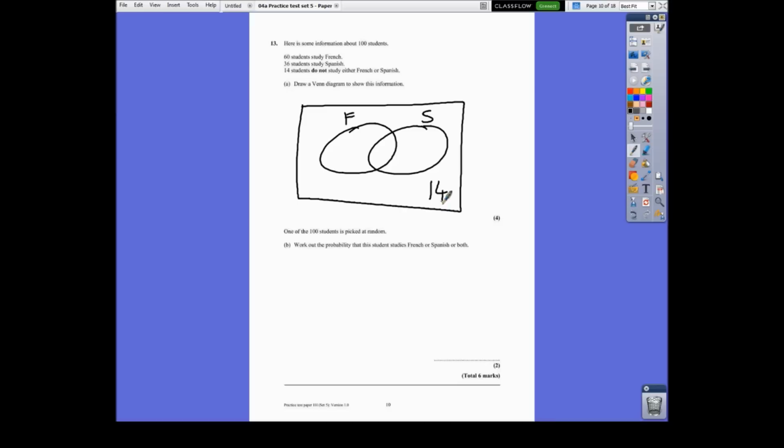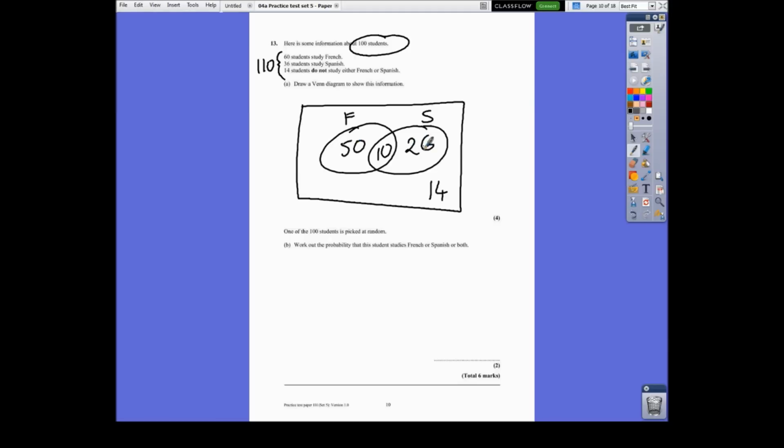If you look at these numbers, these actually add up to 110, but it says there are only 100 students. That means there must be an overlap of 10 doing French and Spanish. So we could put 10 in the middle, which would mean there's a remaining 50 that just do French and a remaining 26 that just do Spanish.